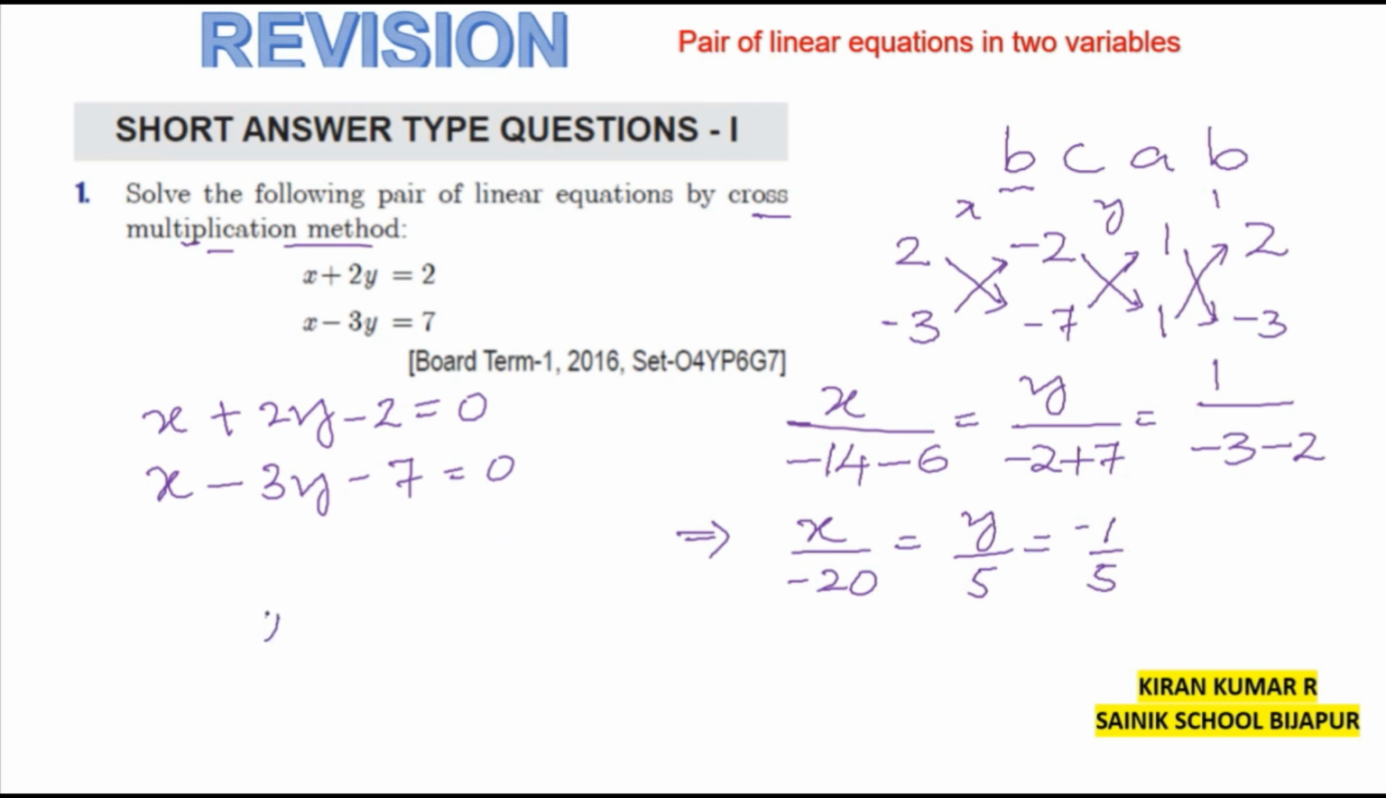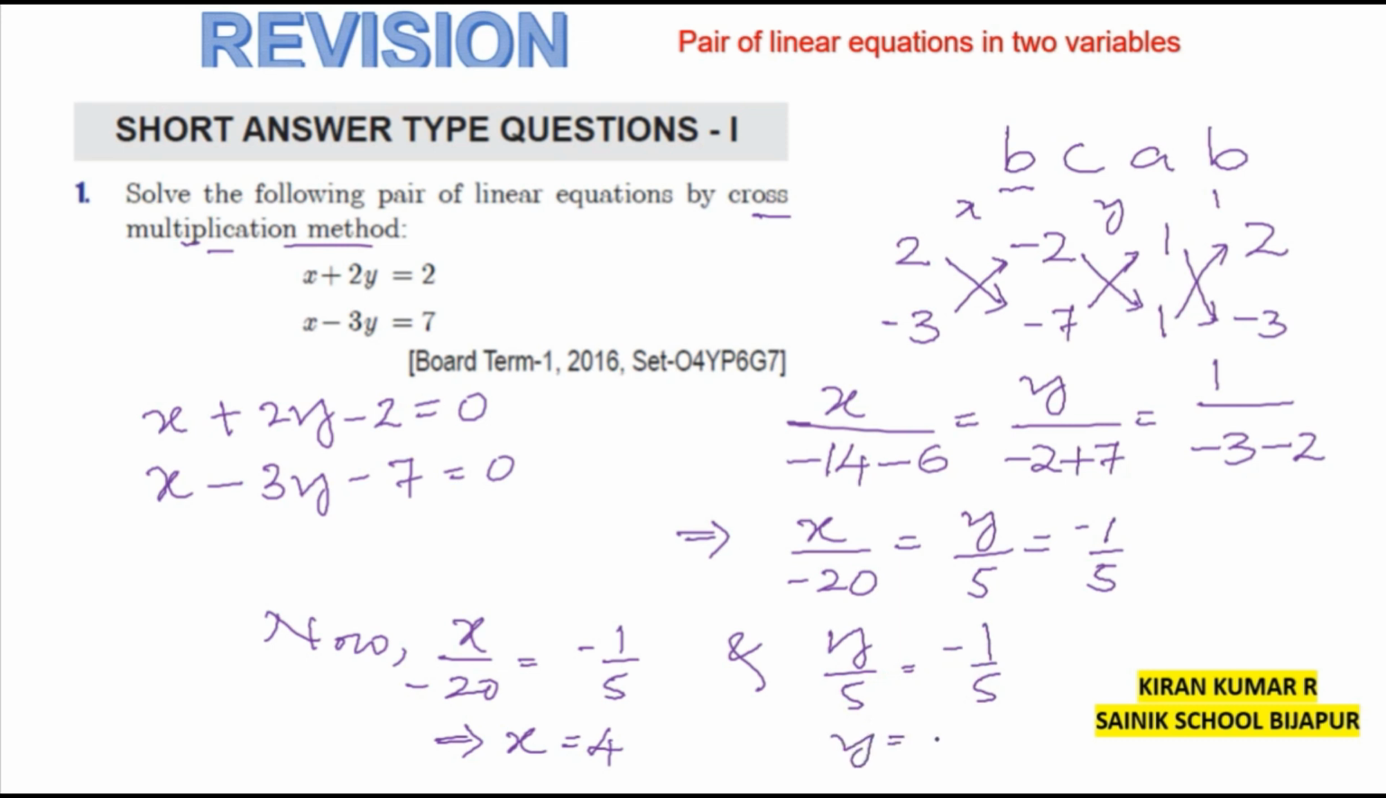Now x by minus 20 equal to minus 1 by 5. If you consider, we get the value of x as 4, and y by 5 equal to minus 1 by 5. The value of y becomes negative 1. It is one of the easiest ways to find the solution of a pair of linear equations. But for this academic session, the CBSE has announced this topic is removed from the syllabus.